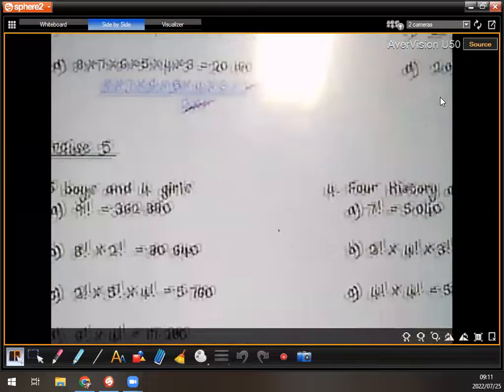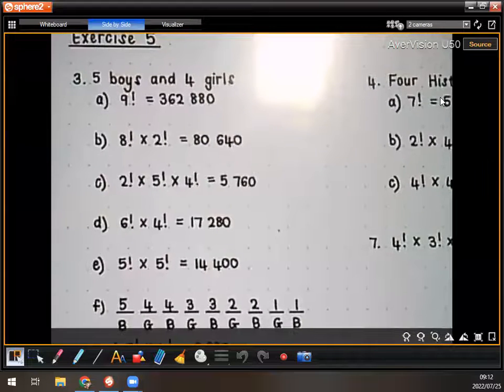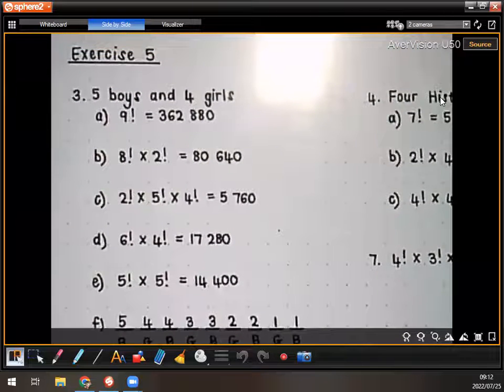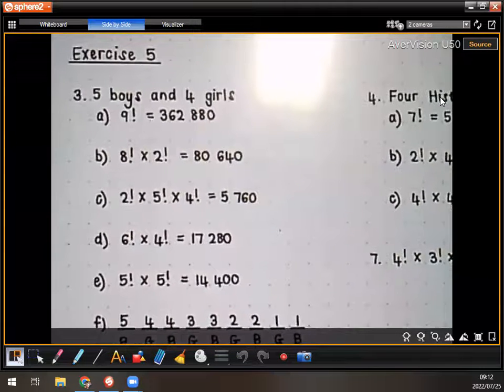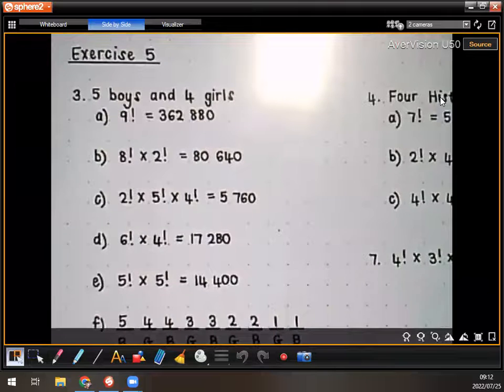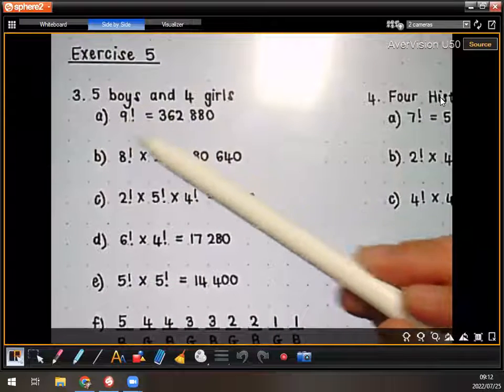Okay, then the rest was just grouping questions. So we can just take a look there. Exercise 5, number 3. So it was 5 boys and 4 girls. So for 3A, they just asked you in how many ways can they sit next to each other in a row. So that's just 9 factorial because there were 9 people.